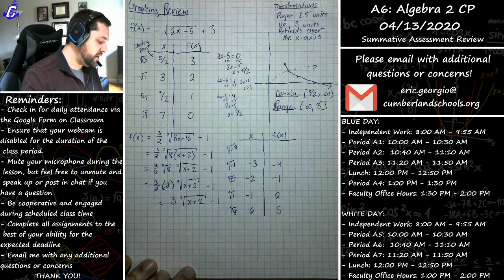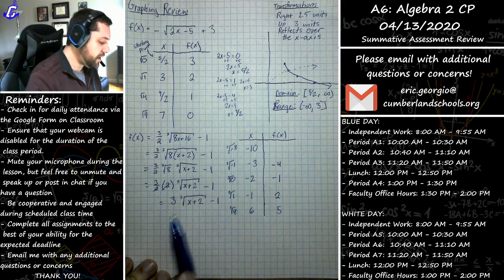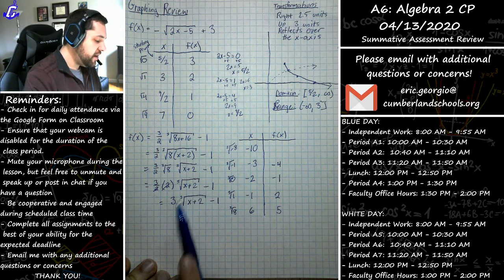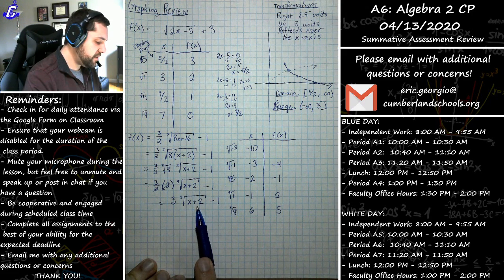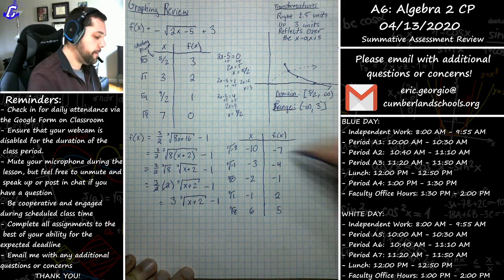And last but most certainly not least, to get negative 8 up here, I'm going to need negative 10, because negative 10 plus 2 is negative 8. The cube root of negative 8 is negative 2. Times 3 is negative 6. Minus 1 is negative 7.